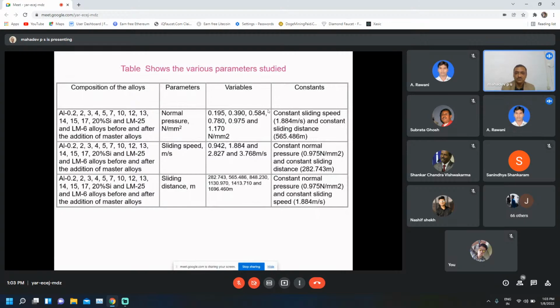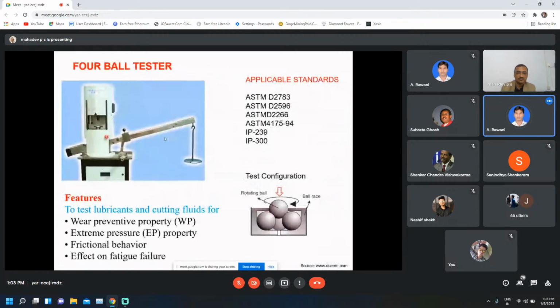You can choose the values using the formulas. If you are varying the normal pressure, you can keep the sliding speed and sliding distance constant. If you are varying the sliding speed, you can keep the load and sliding distance constant. If you are varying the sliding distance, you can keep the normal pressure or load and sliding speed constant. With this table, you can conduct a test on any kind of material to test their tribological properties.